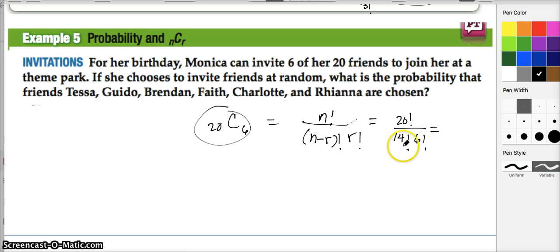Technically, if we plug this in the calculator, we're going to get 38,760 different possibilities without the repeats of any group of 6 students. So these are all the possible ways that I can grab 6 students out of the class of 20. Now there's only one group that I want, my 6 friends, so I have one out of 38,760.